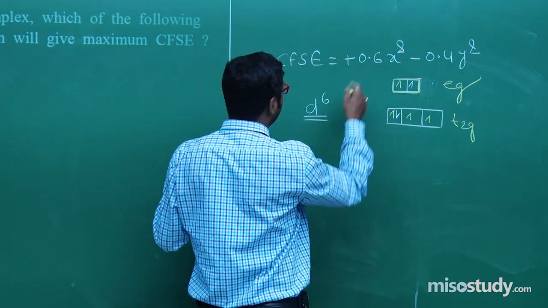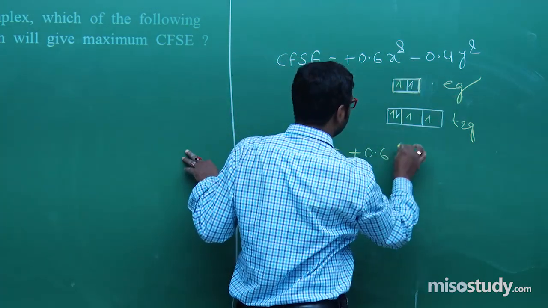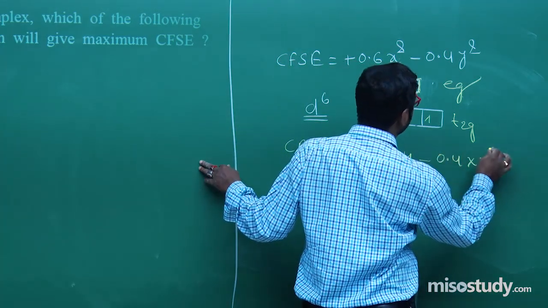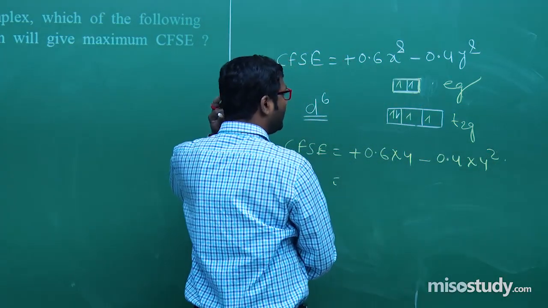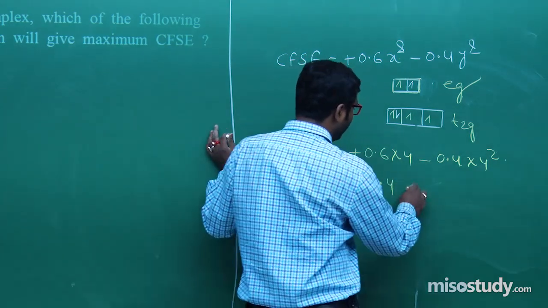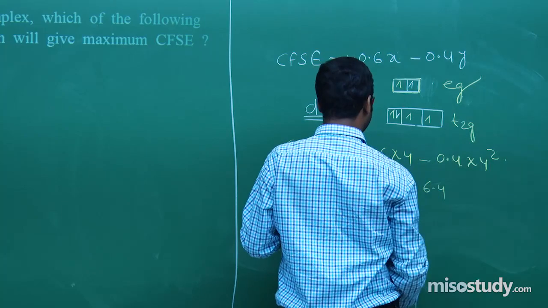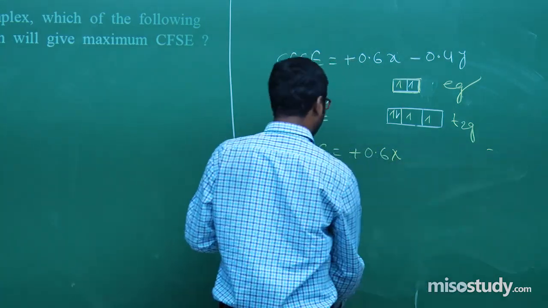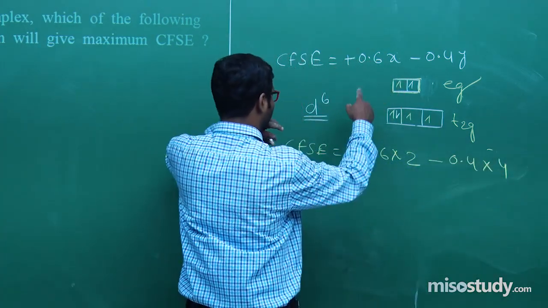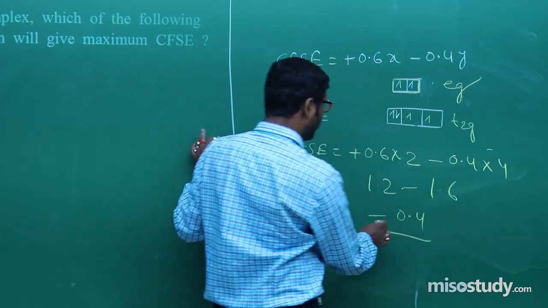Now check out the electron 0.6. For this, the CFSE value is 0.6 into 2 minus 0.4 into 4. Sorry, that is not x squared, that is 0.6 y. Clear to you? This is the formula, not y square. 1.2 minus 1.6, that is minus 0.4 in this case.